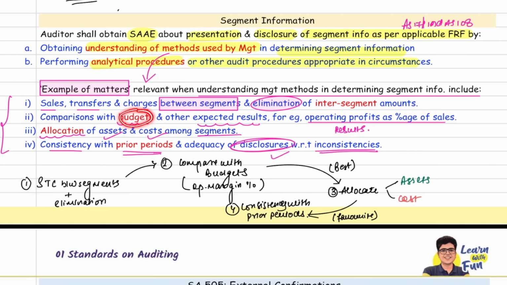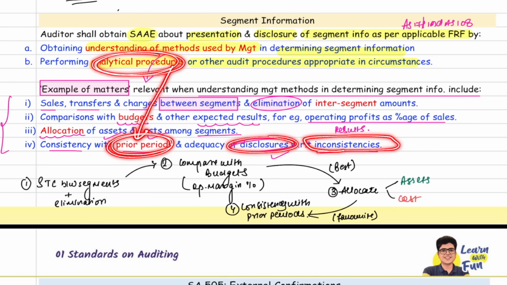So comparison with the budgets or other expected results, for example, operating profit as a percentage of sales. Third thing, you don't only allocate the revenue, but also allocate assets and cost among the segments. And fourth thing is, you can check the consistency with the prior period. This is what analytical procedure is all about. Similar point is given here. Check the consistency with prior period, and if there is any inconsistency, that should be disclosed.